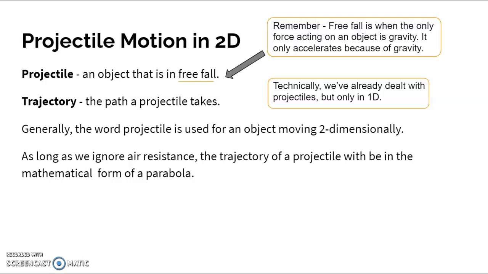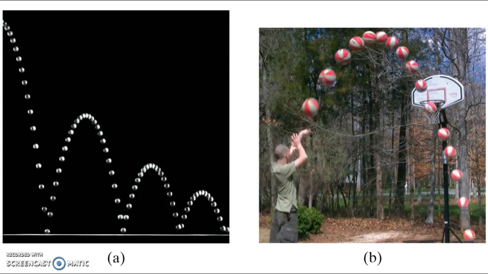And what's really interesting, and I'll show you on the next slide, is that for an object that's in free fall, if it's moving two-dimensionally, its trajectory will be in the shape of a parabola, or at least part of a parabola. So you can see that here.